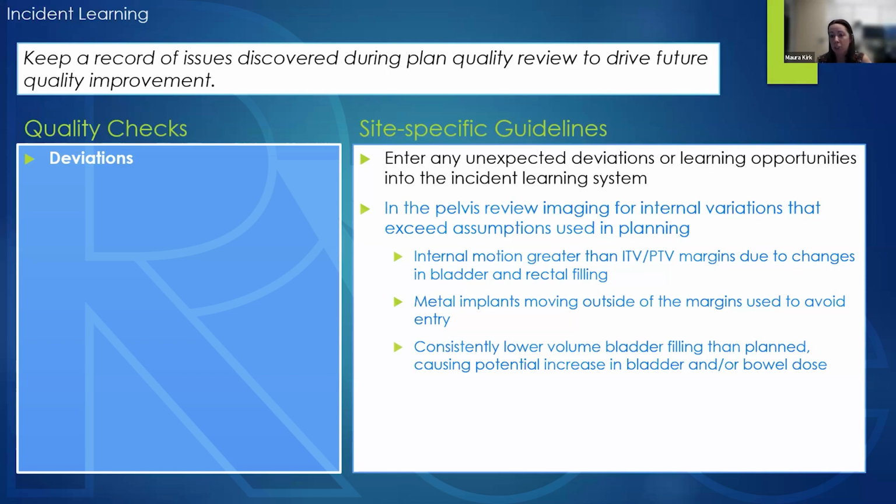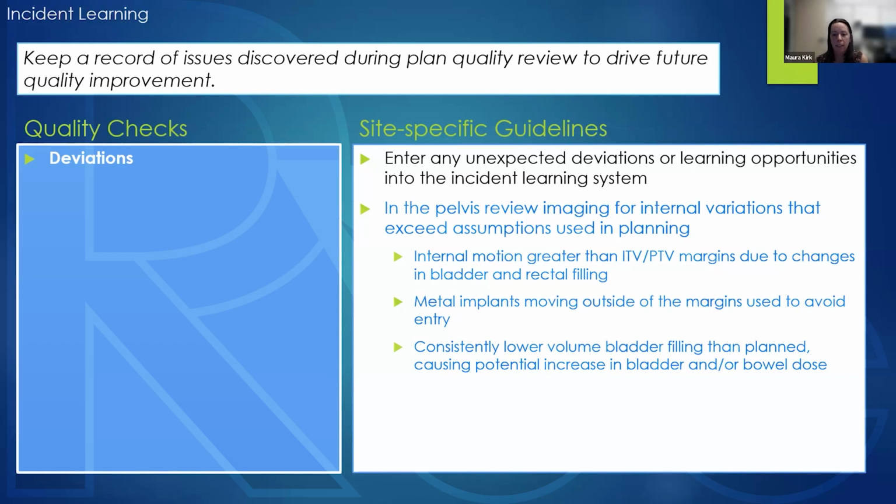again, review imaging for internal variations that exceed assumptions used during planning. If you're seeing large variations outside of the PTV margins that you're assuming, maybe things need to be expanded or setup needs to change. So if you see internal motion greater than the ITV or PTV margins due to changes in rectal and bladder filling or bowel gas, if you see the metal implants are moving outside of the margins used to avoid entry, maybe expand that margin used to avoid entry.